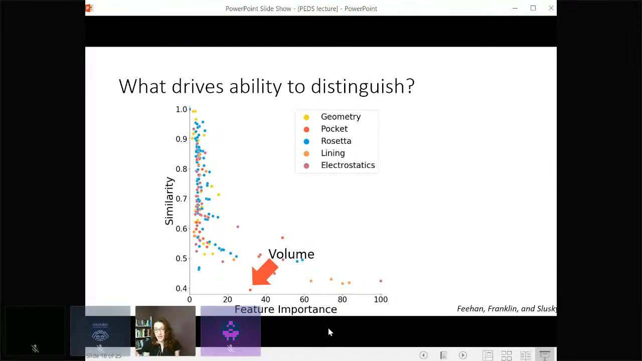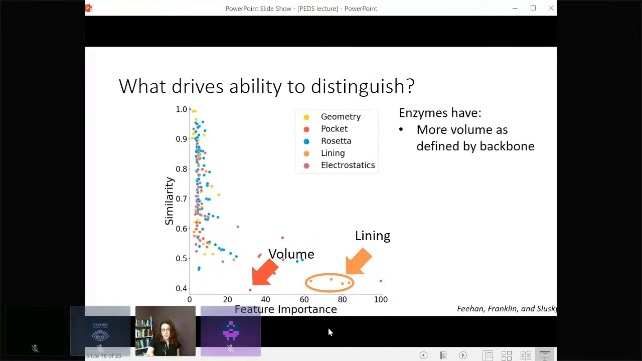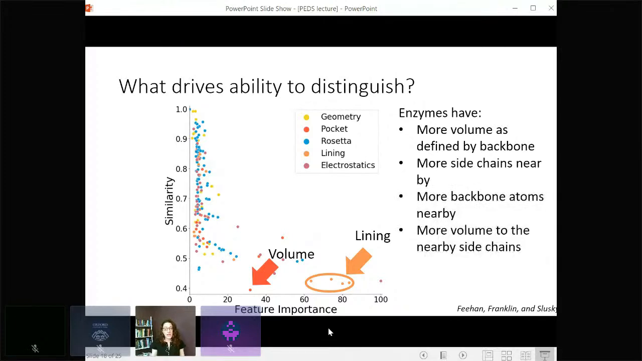And I would say that it may be because, although this volume feature is not driving it, we've got these 3 lining features which seem to be taking into account a lot of the information that volume would take into account. So enzymes have here, these are the lining features that we're looking at. We see that there is more volume as defined by the backbone. Enzymes have more side chains nearby. You could see that that would also be part of the volume. If it were bigger, you would have more around it because it would simply be a bigger cavity. More backbone atoms nearby, same thing. More volumes nearby, more volume to the nearby side chains. Again, if you're gonna have more side chains, you may have more volume, and if it's more buried into the surface, then the larger amino acids that are hydrophobic would push that forward. So overall, that's the lining, which I think is making up for the volume to some extent.